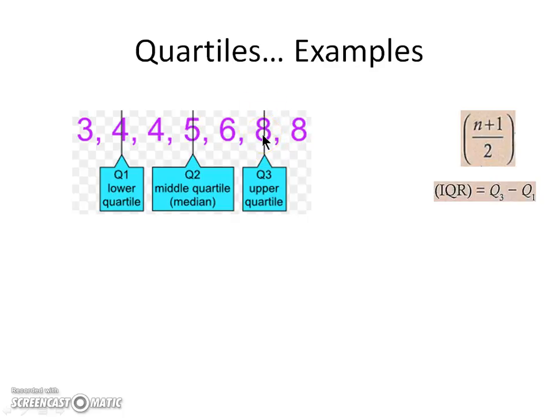Okay? So again, we started by finding what's my median. My median cuts my data into lower half, upper half. To find Q1, I find the median of the lower half. To find Q3, I find the median of my upper half. Okay? Let's take a look at another example.